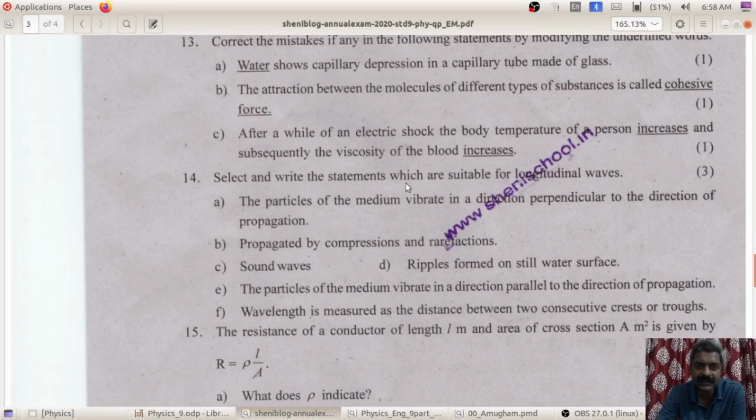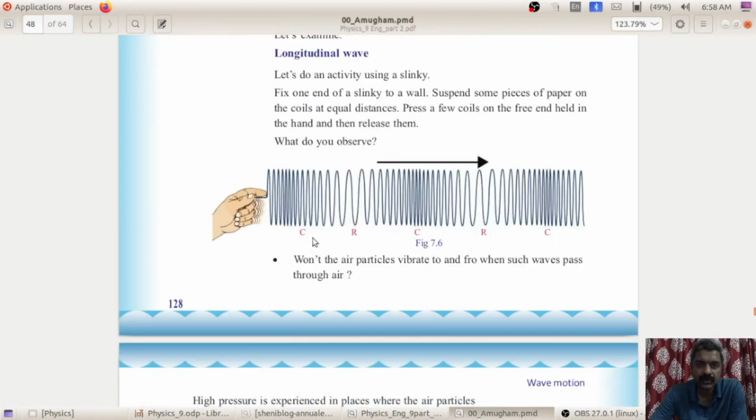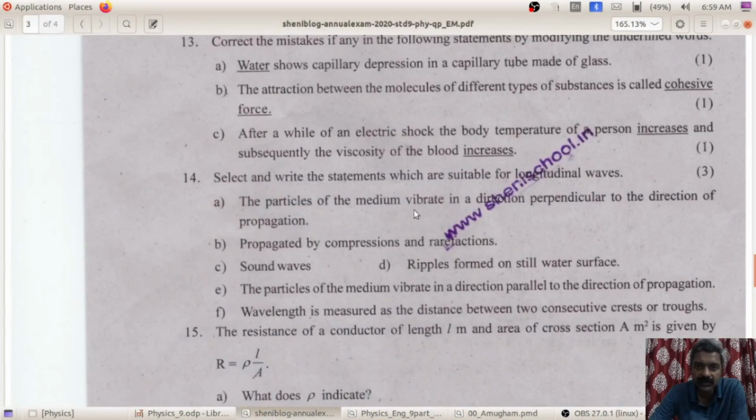Select and write the statements which are suitable for longitudinal waves. These are longitudinal waves which contain compression and rarefaction. The particles inside the waves move parallel to the direction of motion of the wave. The particles of the medium vibrate in a direction perpendicular to the direction of propagation is a transverse wave. Propagated by compression and rarefaction is a longitudinal wave.